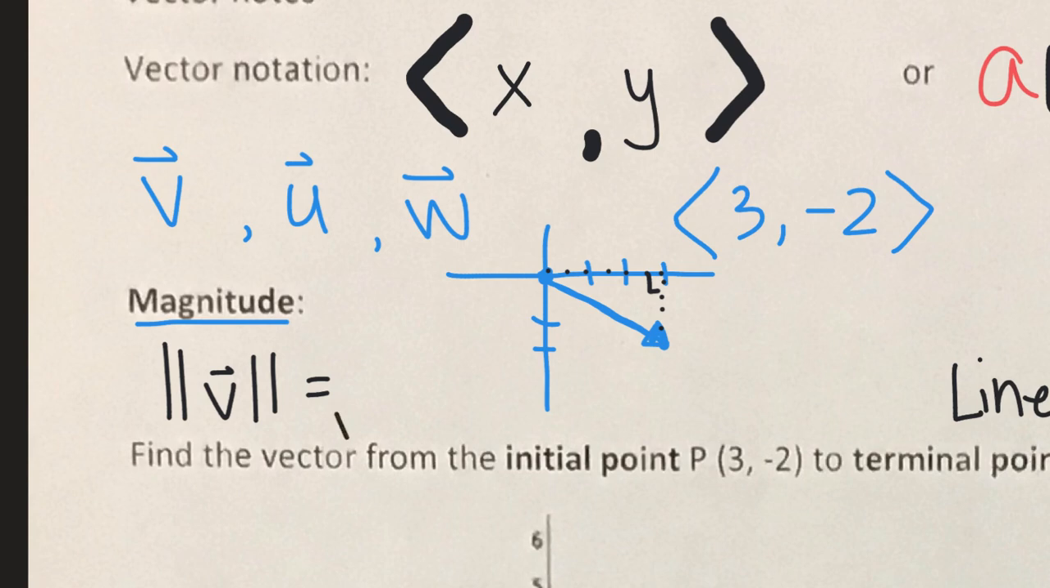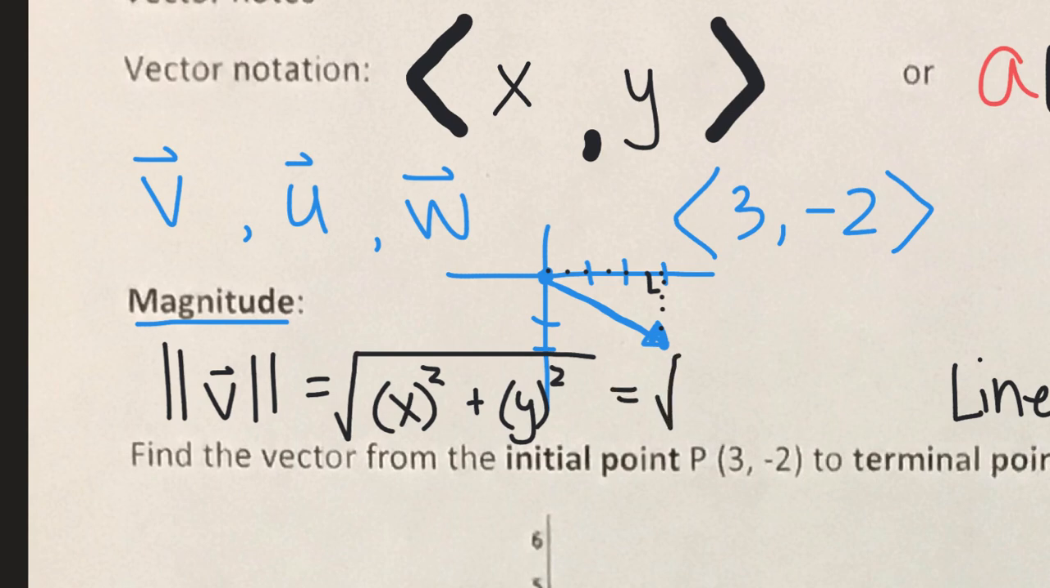The magnitude is always found by using the Pythagorean theorem. So it's the square root of the x distance traveled squared plus the y distance traveled squared. Okay, so this is how we find the magnitude of your vector, or the length of your vector. The vector you can consider the hypotenuse of a right triangle. So if we're finding the magnitude of ⟨3, −2⟩, that would be the square root of 3 squared plus negative 2 squared, as 3 is your x component and negative 2 is your y component.